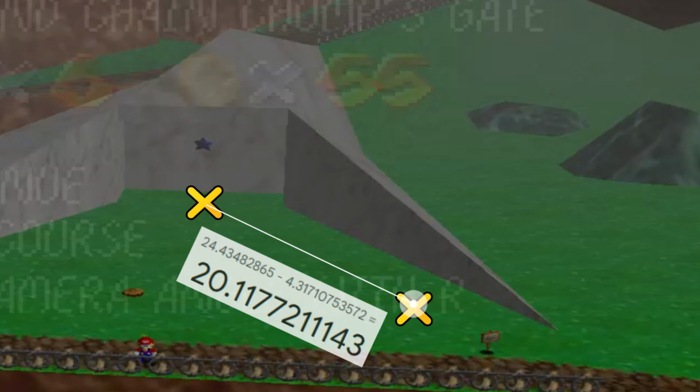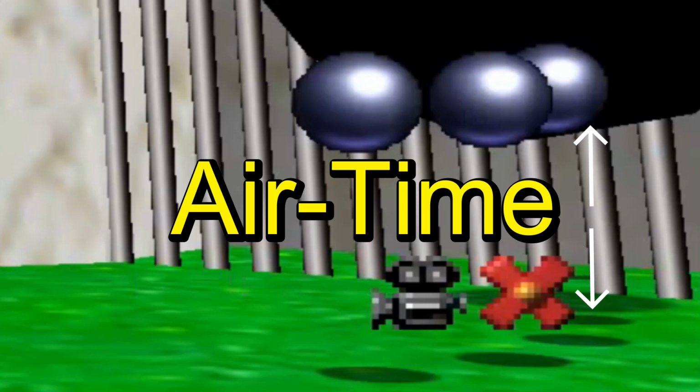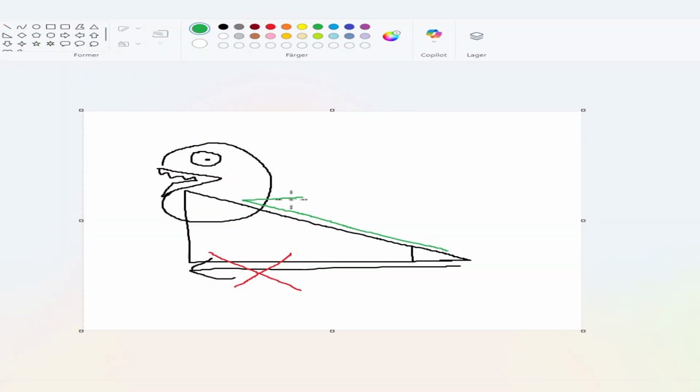I mentioned horizontally, since he through the process even gained some airtime. He does not travel this distance, he travels this.